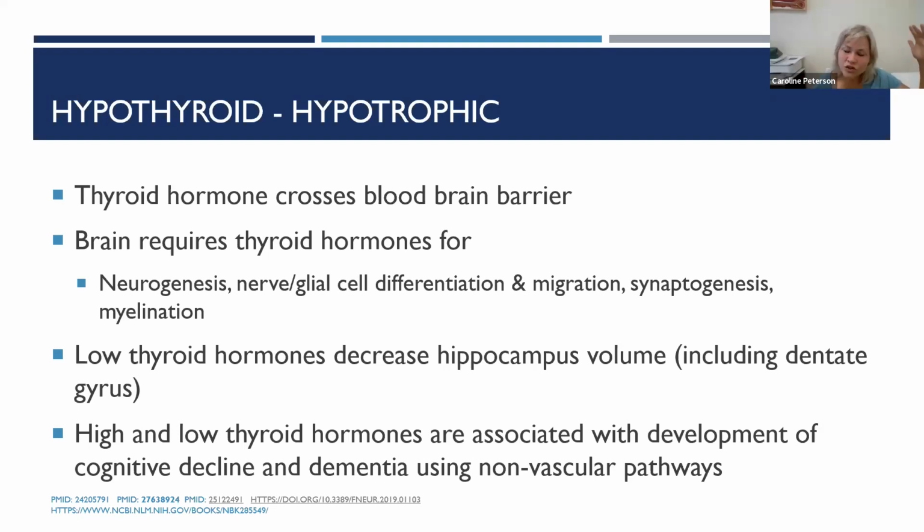And if we have too much thyroid hormone, it can do similar things where it creates a mad brain. It creates craziness in the brain. So we don't want too low. We don't want too high. We want just right. Goldilocks, Goldilocks.